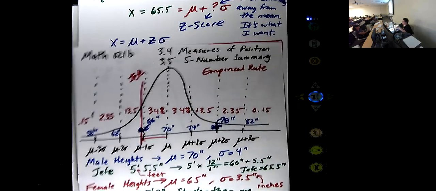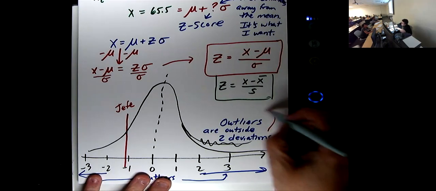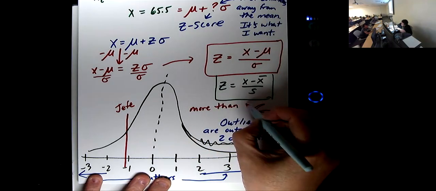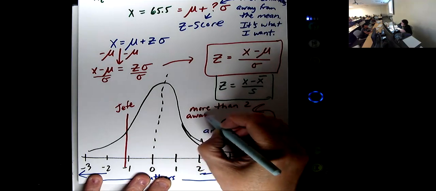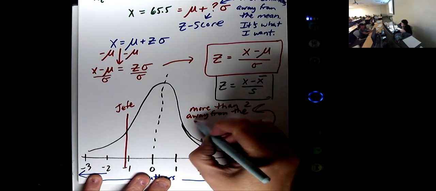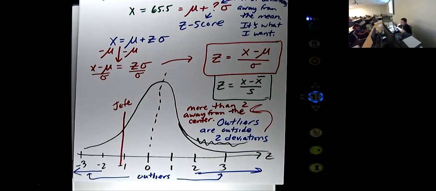To the left or the right, away from the center, more than 2 away from the center. So that's what outside 2 deviations means, more than 2 away from the center. I think that's the wording that wasn't jiving, right? Yeah, that's where it wasn't clicking.